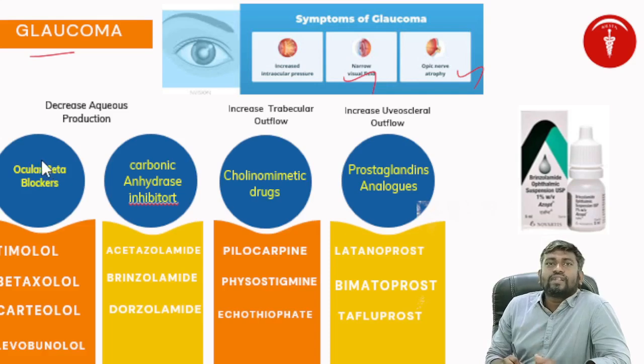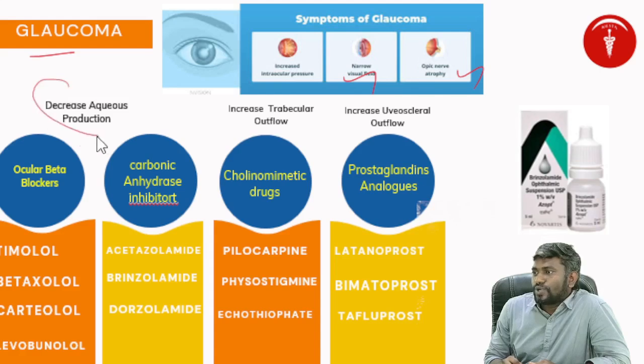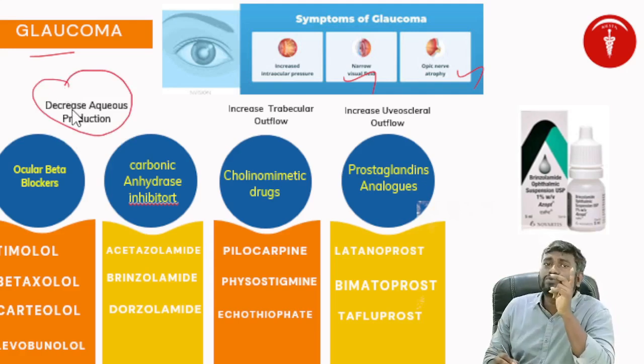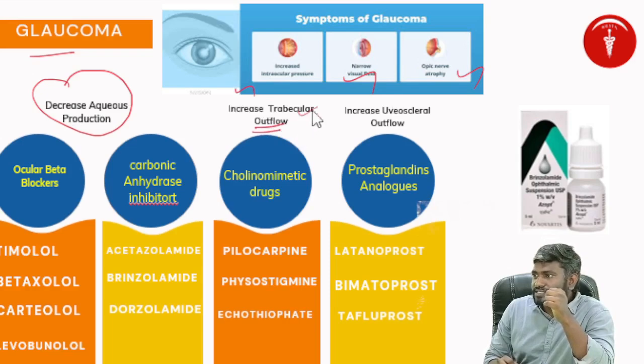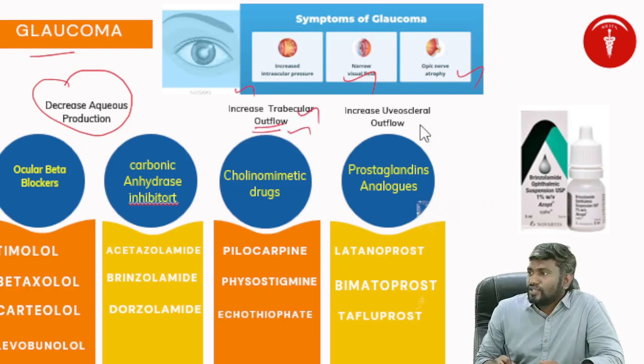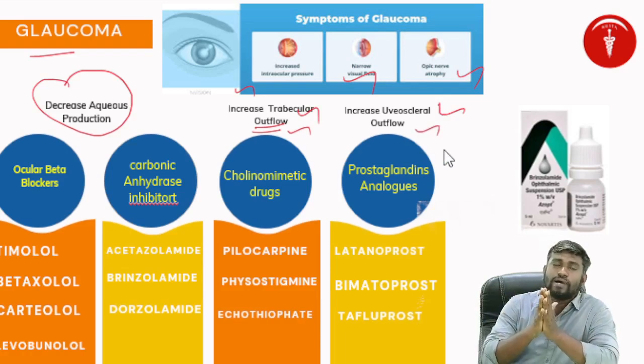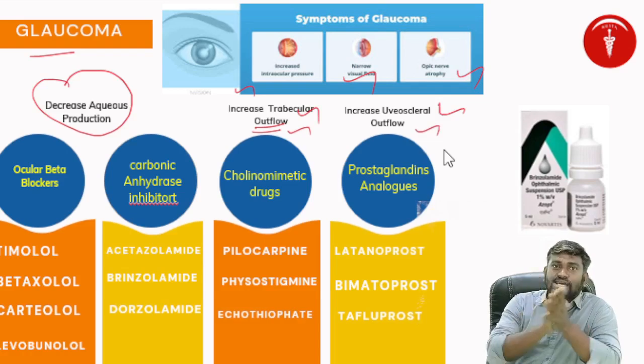Now, what is the main reason for glaucoma, sir? It could be because of what? Decreased aqueous production, or it could also be because of what? Increase in the outflow. It could be either the trabecular outflow or the uveoscleral outflow. Very good. So now we have studied glaucoma. It's now time to revise the drugs for glaucoma.